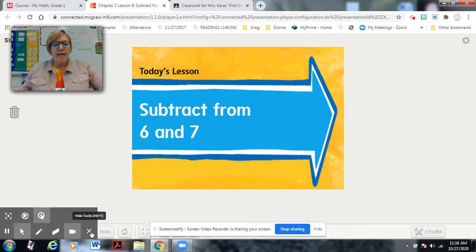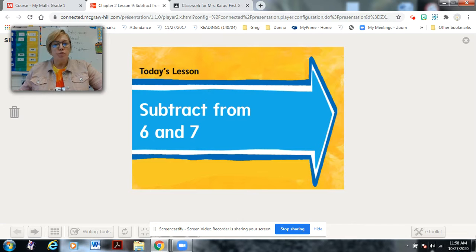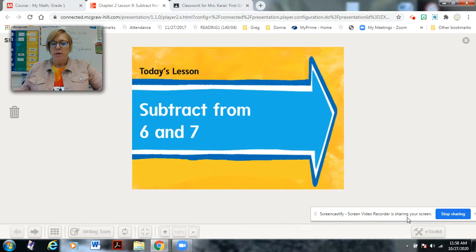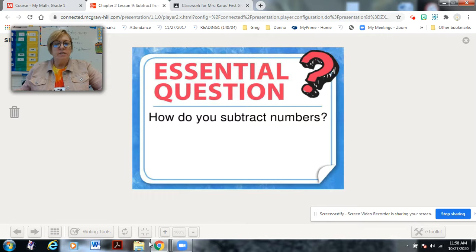Okay, so today's lesson, we are going to subtract from the numbers 6 and 7. So yes, this lesson is very similar to yesterday's lesson. However, now we're going to be working with subtracting from the numbers 6 and 7. Okay. And our essential question, how do you subtract numbers? And that will also be a question that we will certainly be able to start answering more and more.